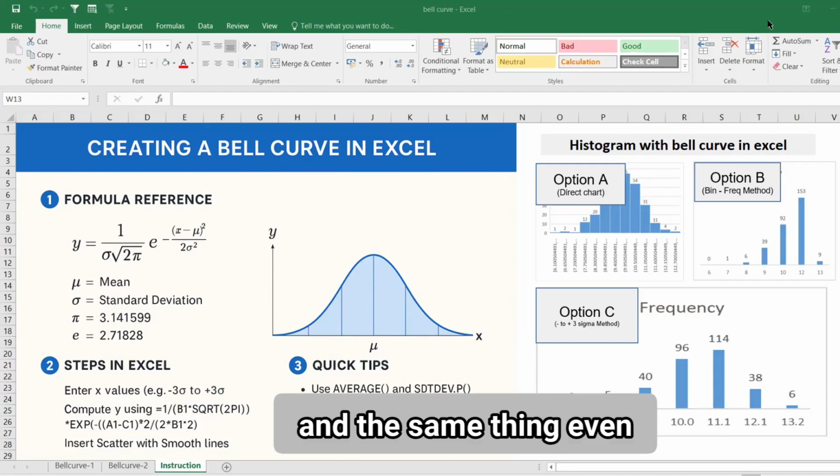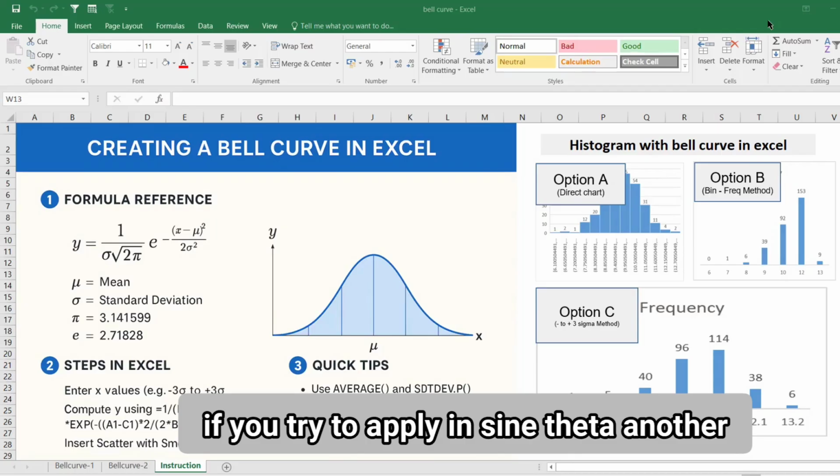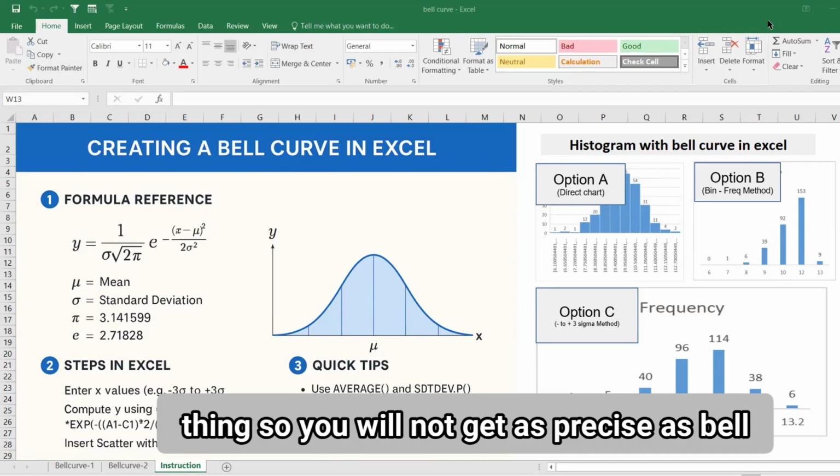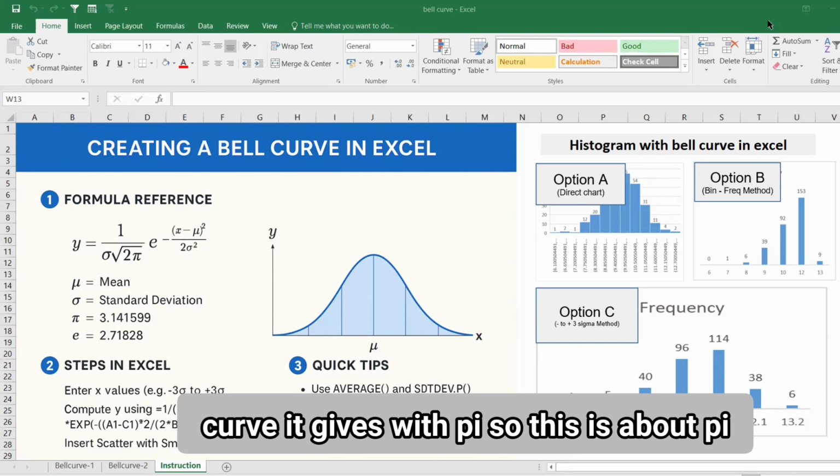And even if you try to apply sine theta or another function, you will not get as precise a bell curve as it gives with pi. So this is about pi.